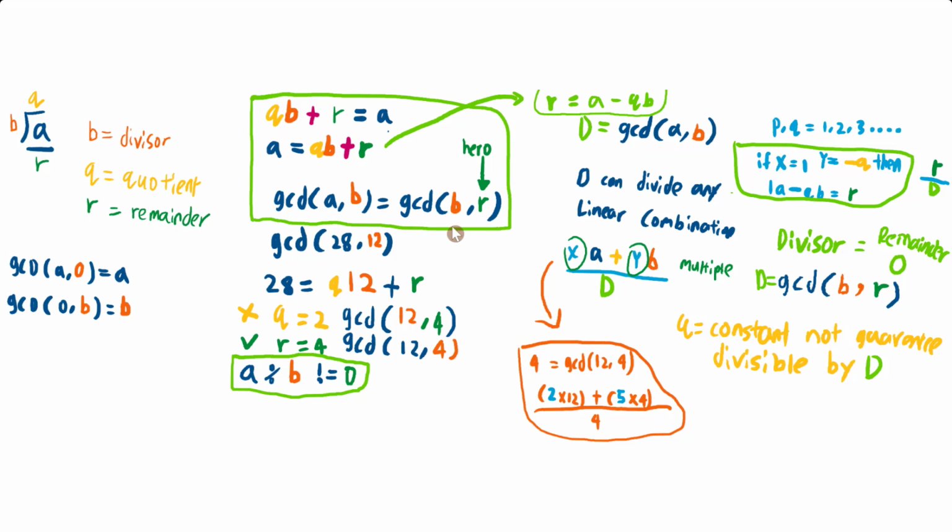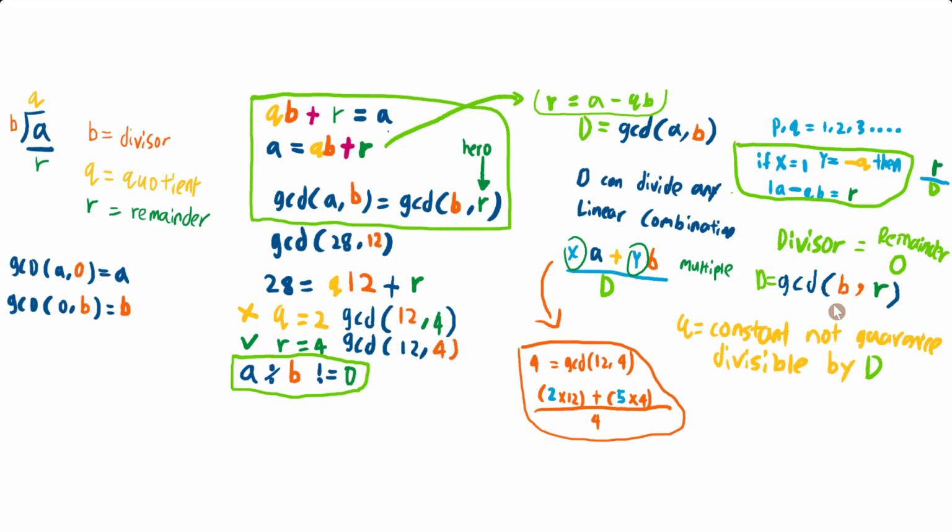Because of this property, we can keep repeating this step up until we get a remainder of 0. When we know R is equal to 0, we can directly return the value of this. We return the value of this. With that, we have finished our proof.